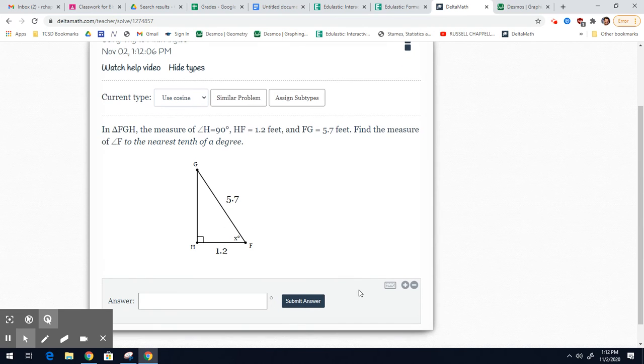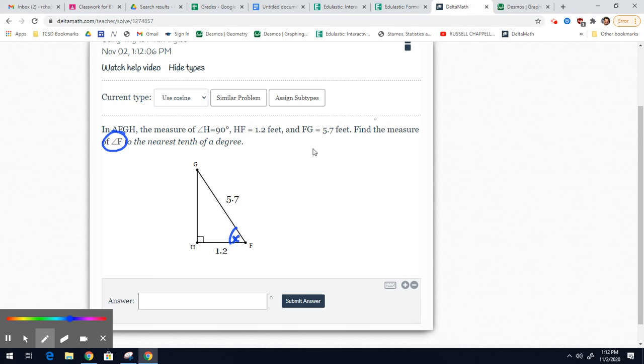Let's take a look here. It says in triangle FGH, the measure of angle H is 90, HF is 1.2 feet, and FG is 5.7. Find the measure of angle F to the nearest tenth of a degree. All right, so now we're looking for angle F. Angle F is right here. This is where my X is, right? So this is the angle in question.